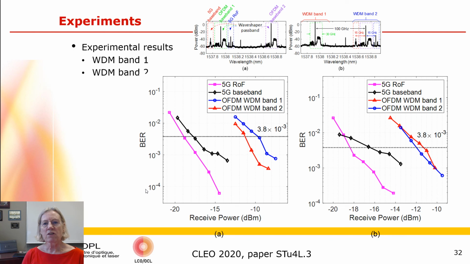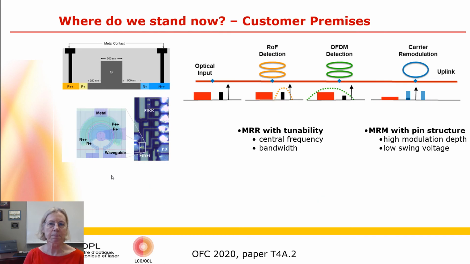So these are the results of our transmission of all of these various signals. So we have a 5G radio over fiber signal, which was the baseband version of that, and also a couple of OFDM signals. And we can see that we can maintain good performance over both bands despite having this overlay of 2 different kinds of services. And again, I refer you to our Clio paper for more details.